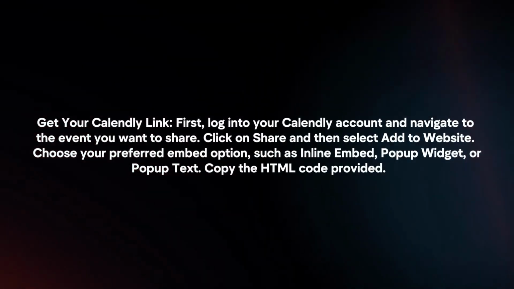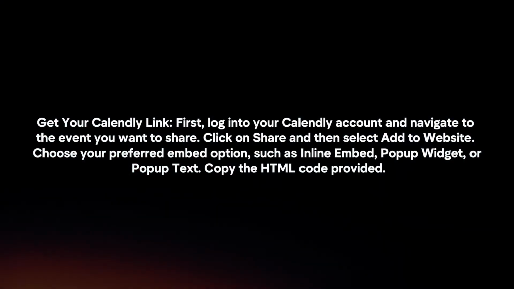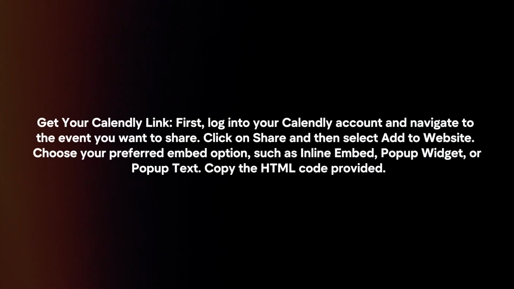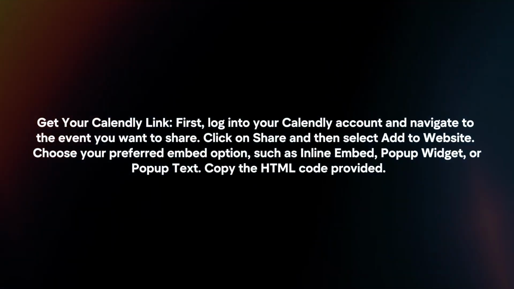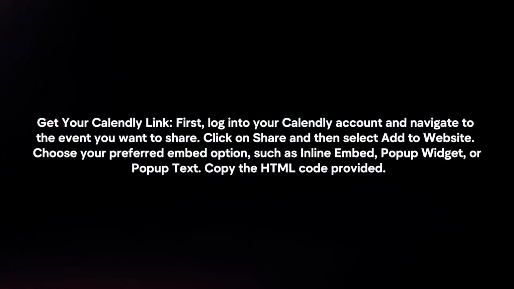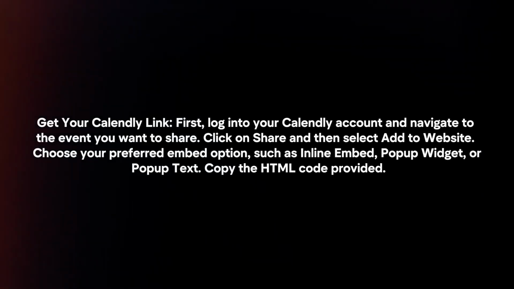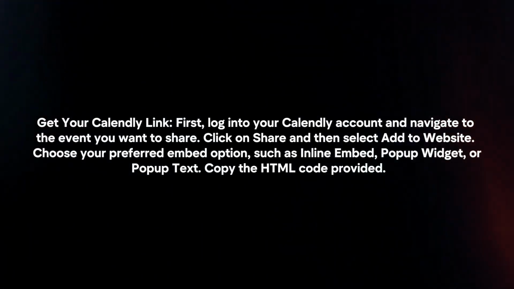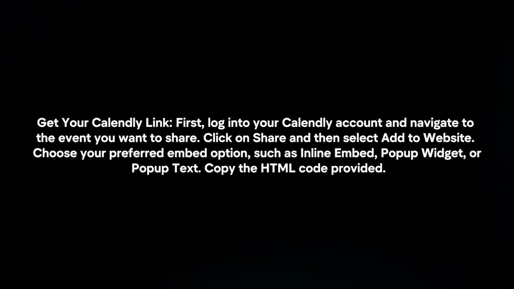Get your Calendly link. First, log into your Calendly account and navigate to the event you want to share. Click on Share and then select Add to Website. Choose your preferred embed option, such as inline embed, pop-up widget, or pop-up text. Copy the HTML code provided.